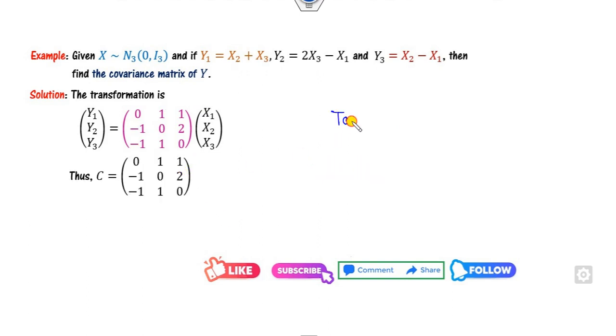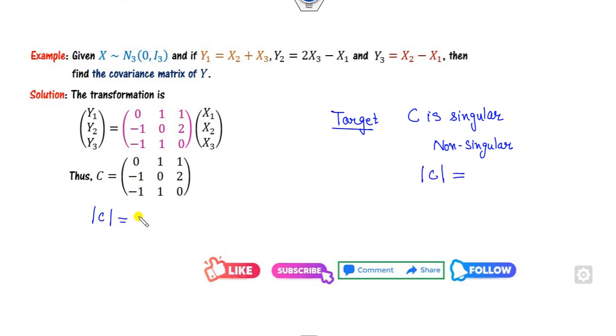Now what is your target? To check whether c is singular or non-singular. This is your target. So how can you prove singular or non-singular? You can find the determinant. So let's first find the determinant. So 0, this is 0 plus 2, then plus 1 is a minus 1. So clearly it's minus 3, which is non-zero. So once it is non-zero, it means the matrix is non-singular.